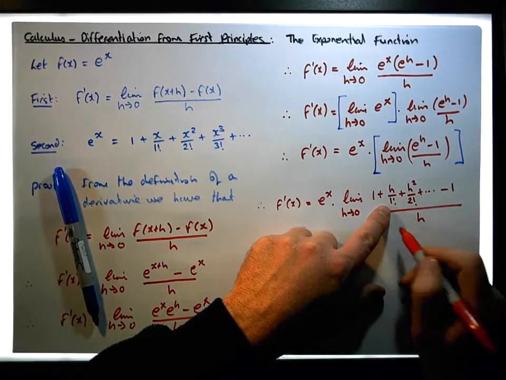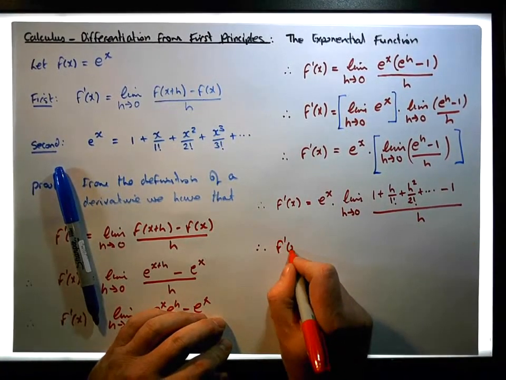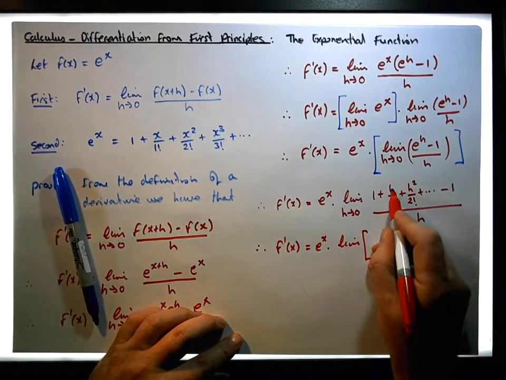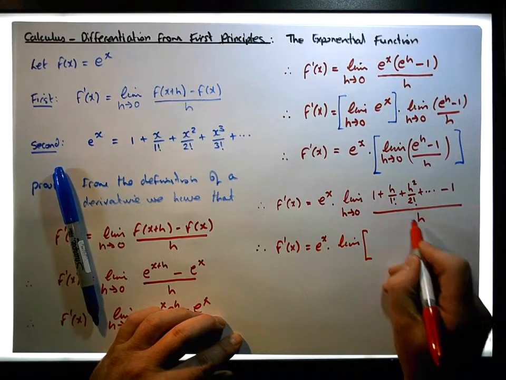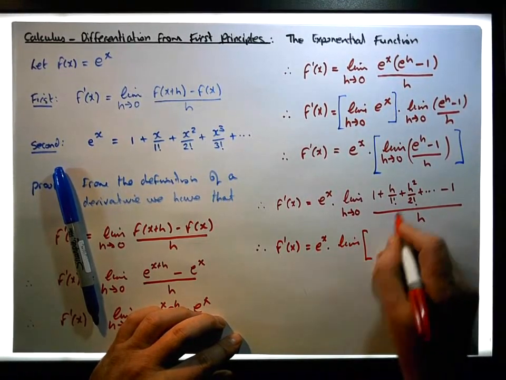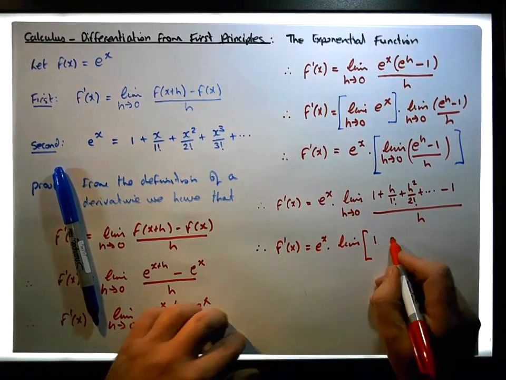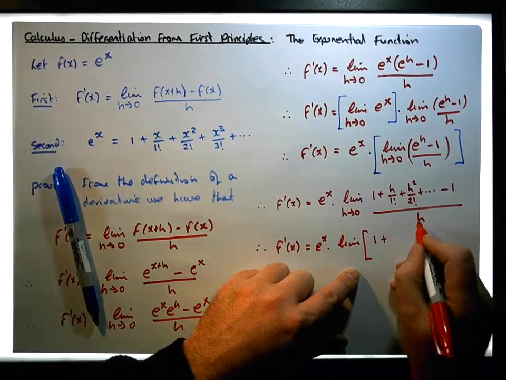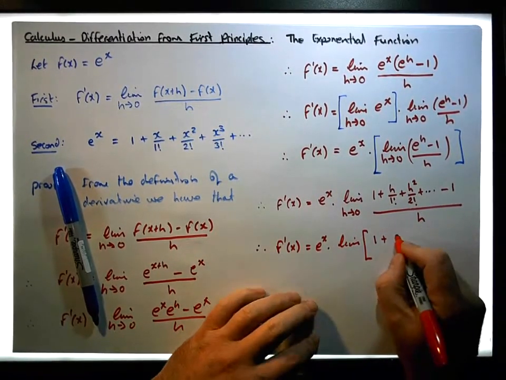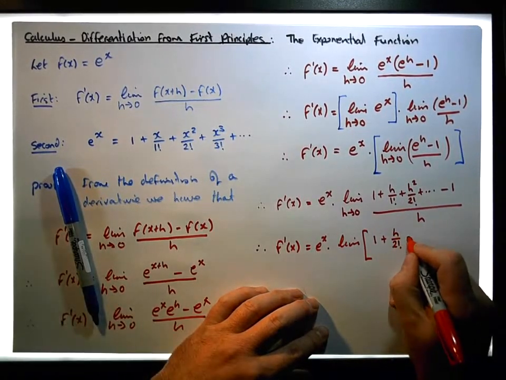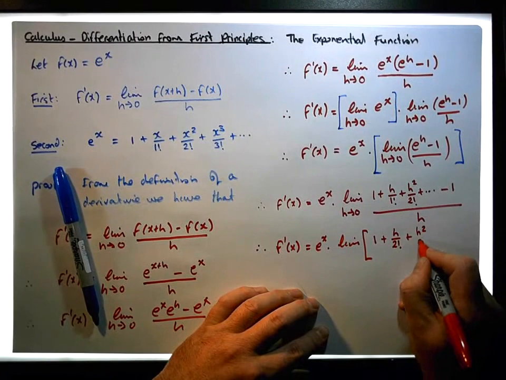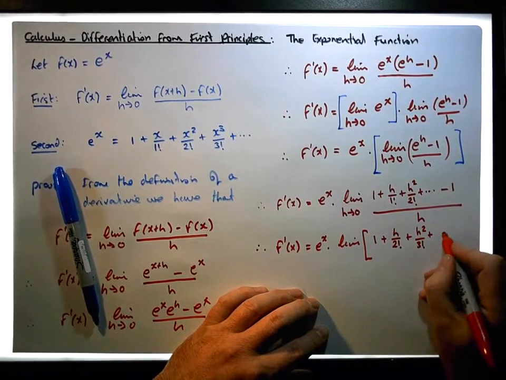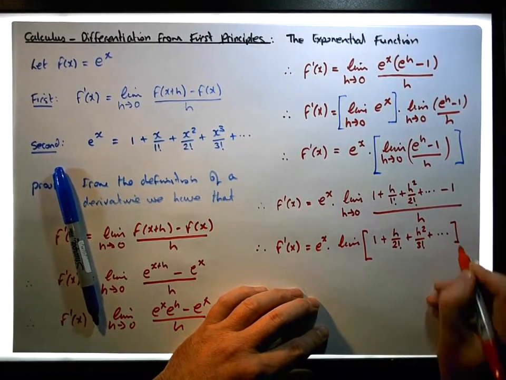And what we're going to do is break up this denominator across the terms. Don't forget the 1 minus 1 cancels. So what we're left with is f prime of x equal to e to the x times the limit of h over 1 factorial divided by h, which is the same as 1 over 1 factorial, which is 1. Plus h squared divided by 2 factorial, divided by h, is h over 2 factorial. The next term would be h squared over 3 factorial, then h cubed over 4 factorial, and that goes on to infinity as h tends to 0.